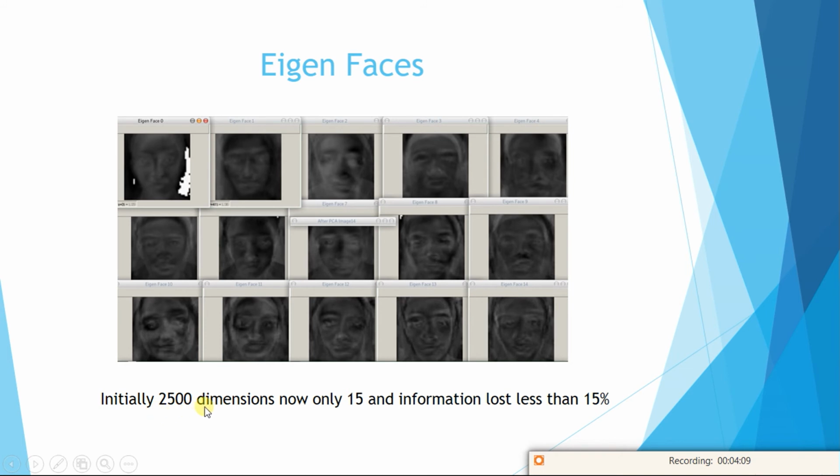Initially, because I am using a 50 by 50 image, there were 2500 dimensions, and now we only have 15, with information lost less than 15%. I represented all images using just these 15 images.